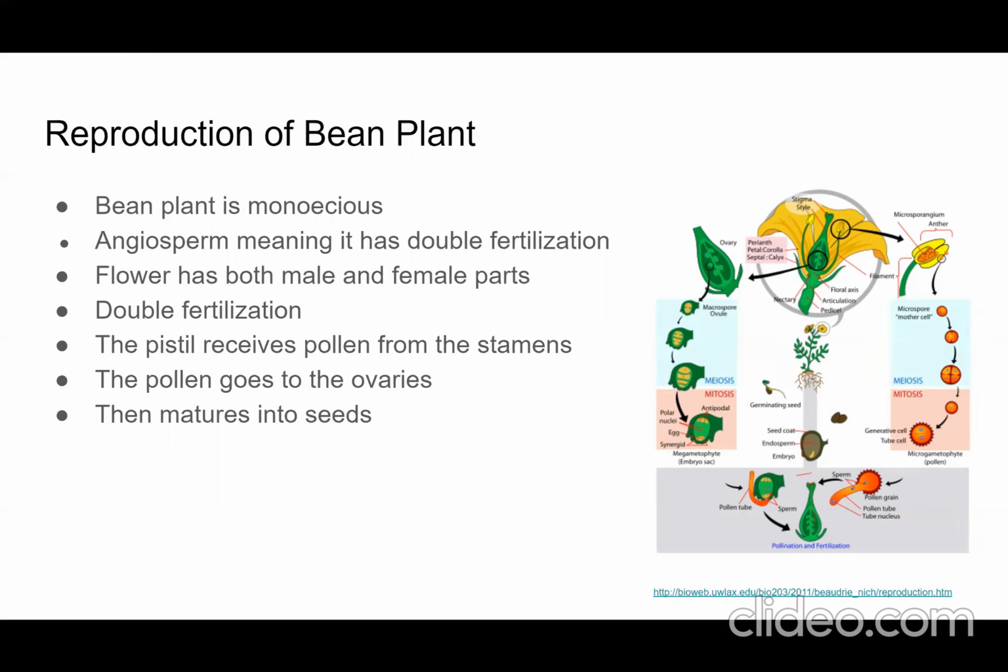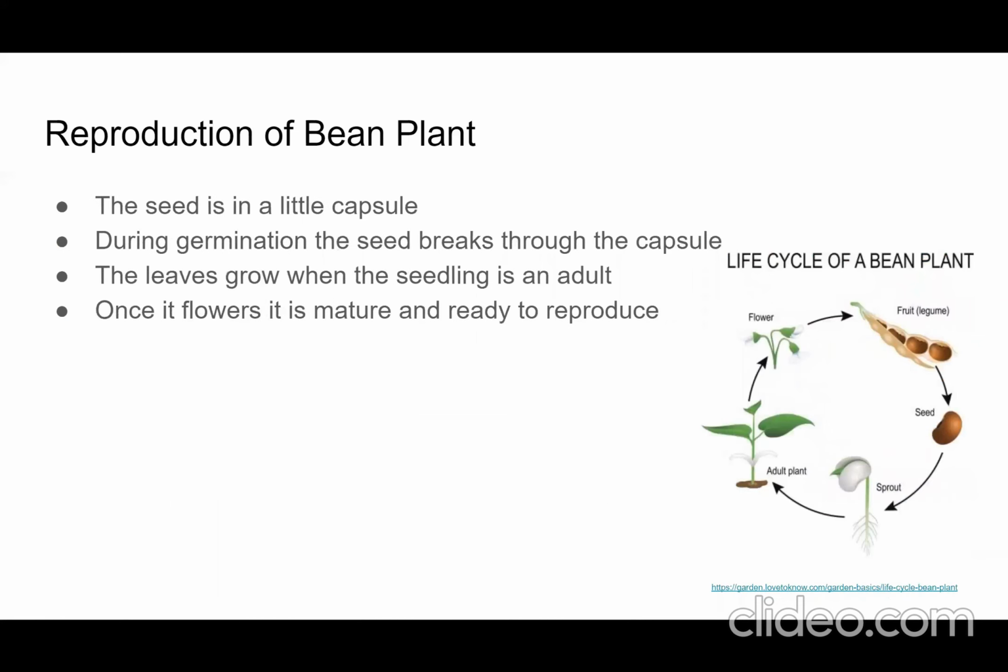It then enters the embryo sac, which contains an egg and two polar bodies. The two pollen cells fertilize the egg and then the polar bodies. The egg grows into a seed, and the polar bodies are used as nutrients while the egg grows. The seed that results from the fertilized ova is in a small protective capsule. Once it is in the ground and has proper growing conditions, the seed breaks through the capsule in a process called germination. It continues to grow, and once it's an adult, it gets its leaves and eventually begins to flower, meaning it's ready to reproduce again.